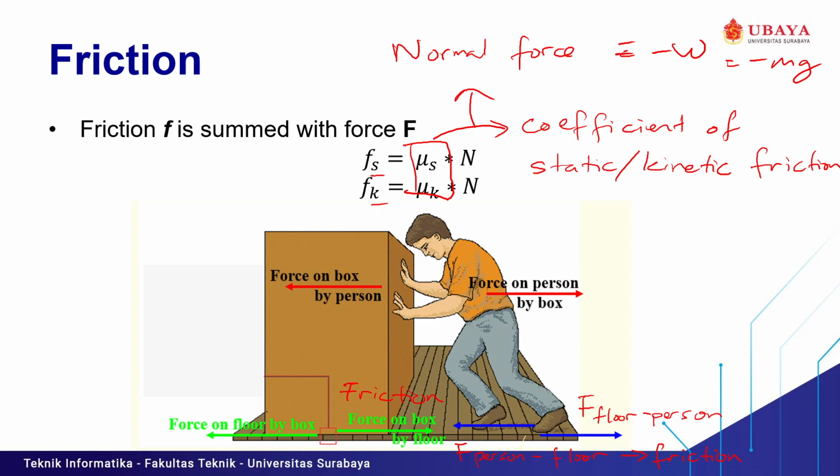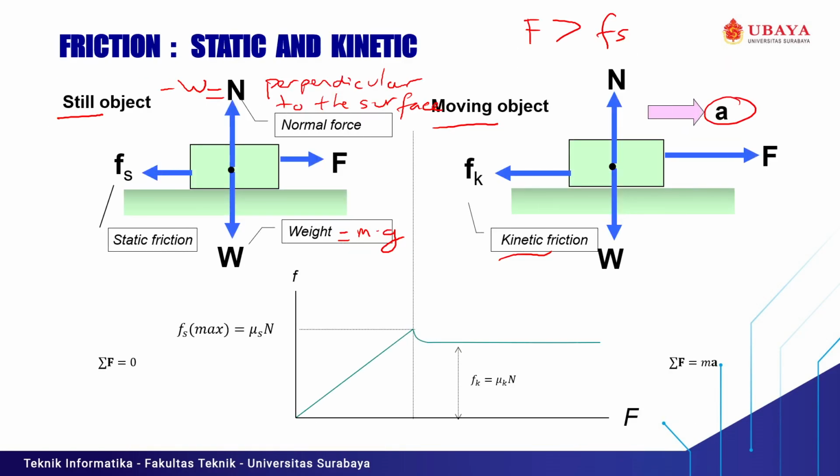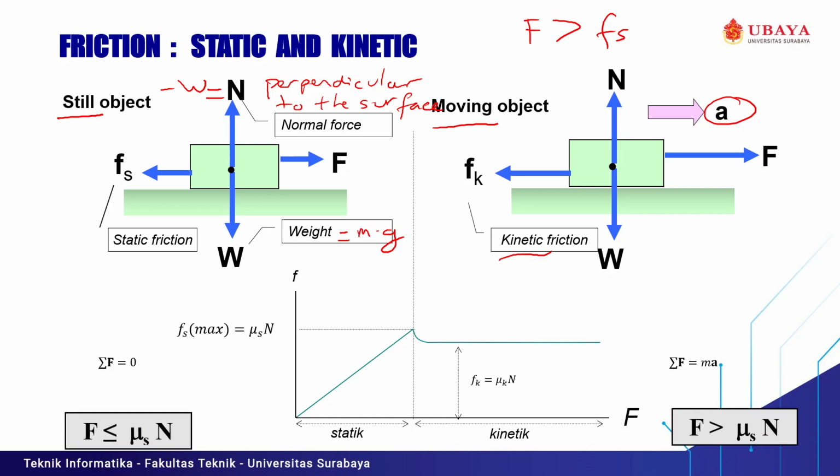Mu s and mu k, we will always know them, at least in some exercises, in problems, in exams. In real life, mu s and mu k are actually determined by the two surfaces. But you will always know mu s and mu k, at least in later exercises.